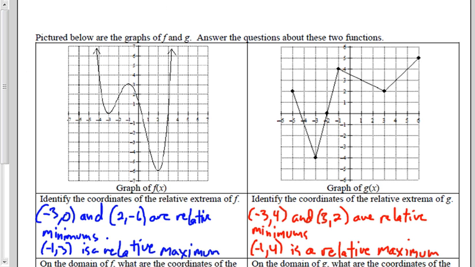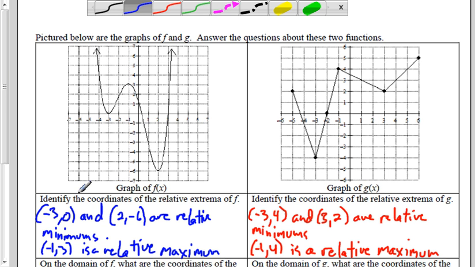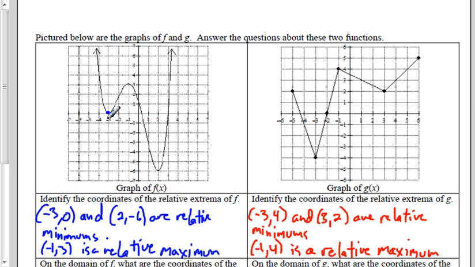Okay, so we have two graphs here, and I want to answer some questions. On this graph of f of x, identify the coordinates of relative extrema of f. This point, negative 3, 0, is going to be a relative min. Why? Because it's decreasing, then it's increasing. 2, negative 6 is a relative min. Why? Because it's decreasing, then it's increasing. And then here, this is a relative max.